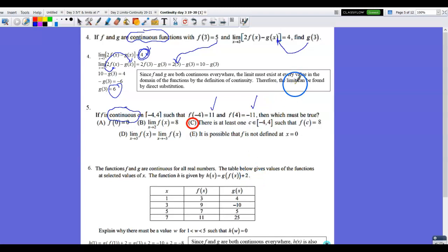and 11. Which of the following must be true? Be careful with these kinds of questions, multiple choice: must be true, not could be, but must be true. All right, so let me erase a little bit here and get this stuff out of my way.